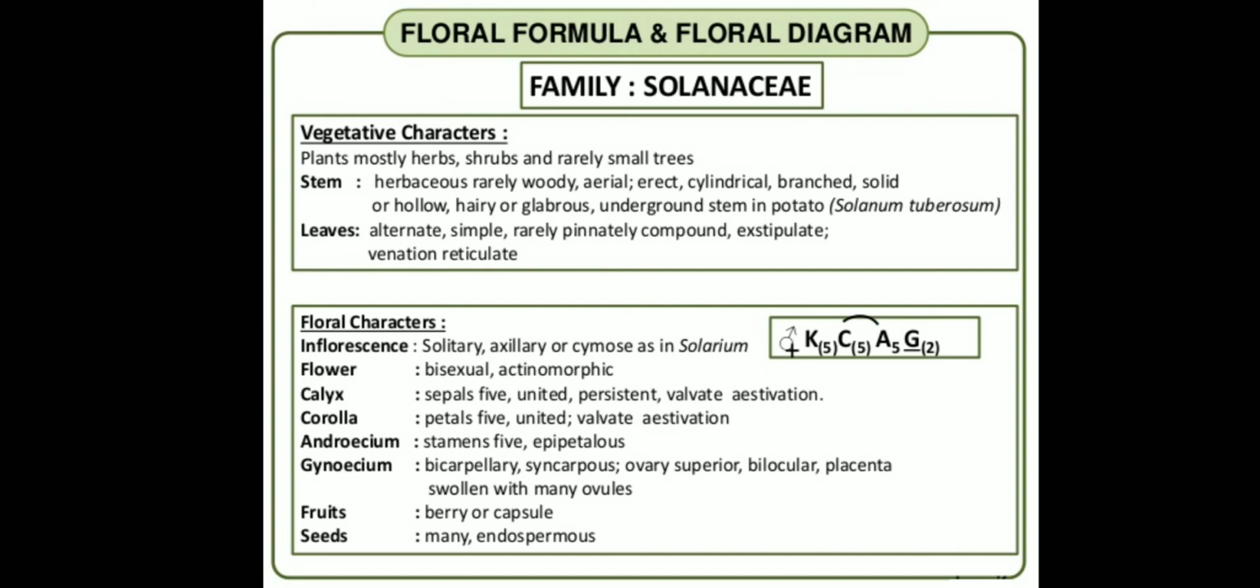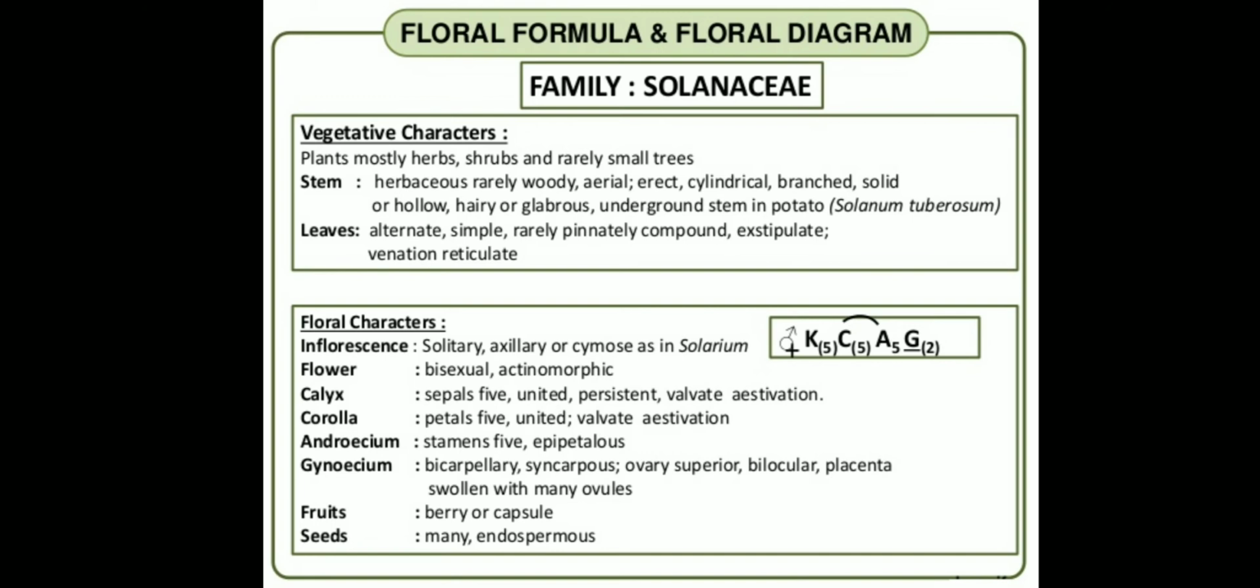Plants are mostly herbs, shrubs, and rarely small trees. Stems are herbaceous, rarely woody, aerial, erect, cylindrical, branched, solid or hollow, hairy or glabrous. Underground stem is found in potato, that is Solanum tuberosum. Leaves are alternate, simple, rarely pinnately compound, exstipulate, venation reticulate.